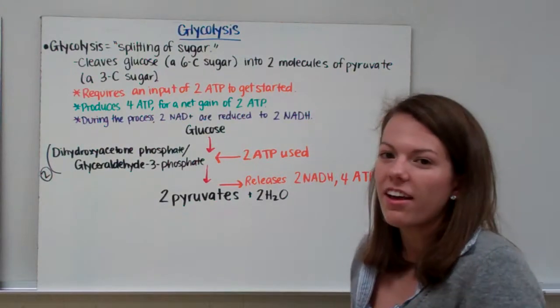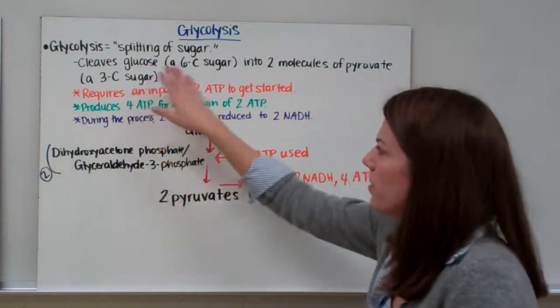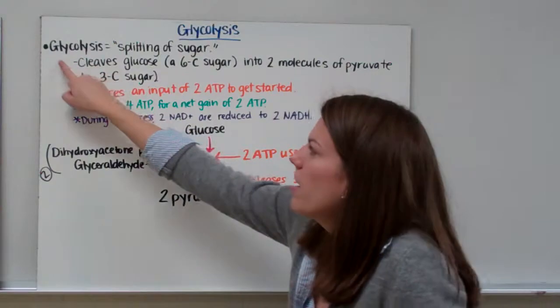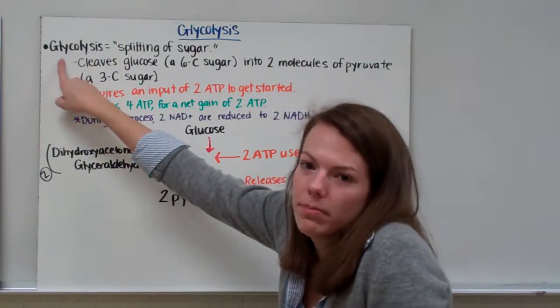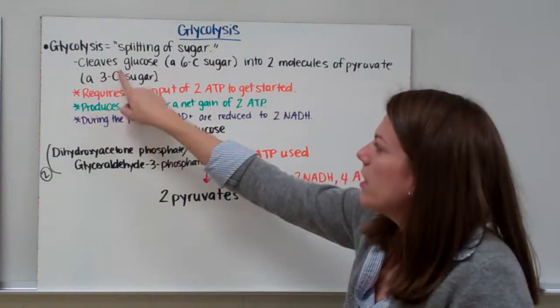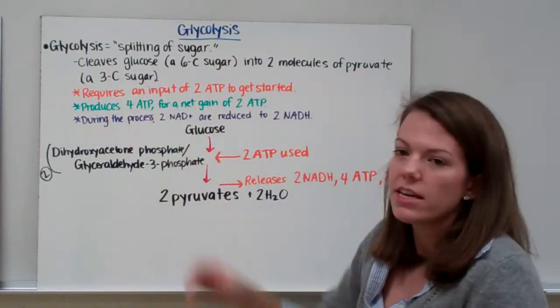Now let's look at glycolysis. Glycolysis literally means splitting of sugar. Lys means split, and glyco means sugar. So we're splitting sugar. So it cleaves or breaks apart glucose, and glucose is a 6-carbon sugar.